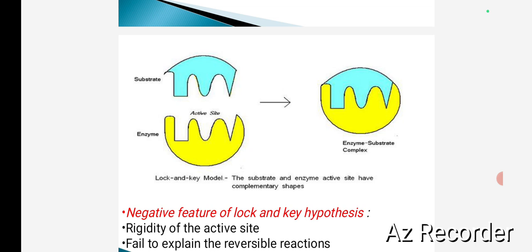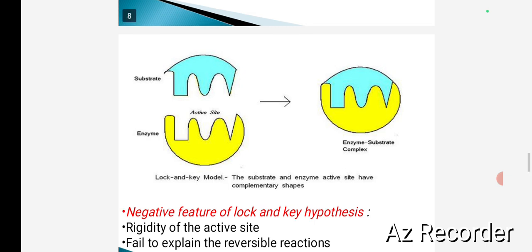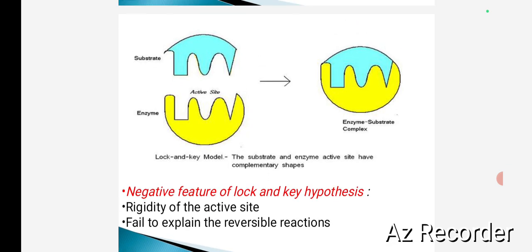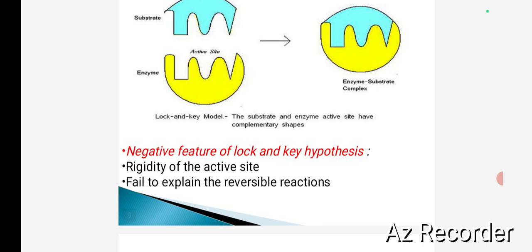This is the diagrammatic representation of the lock and key mechanism. Here the enzyme has the active site, and the substrate also has a binding site, which are complementary to each other. Active site, lock and key mechanism: the enzyme reacts with the substrate as a key fits into a lock. Negative features of the lock and key hypothesis: the rigidity of the active site fails to explain reversible reactions.